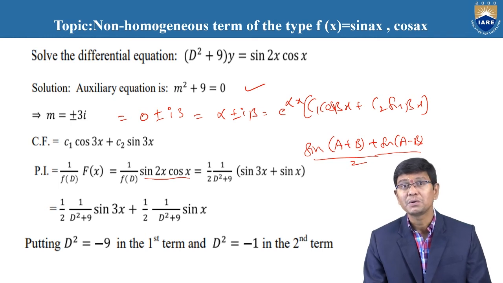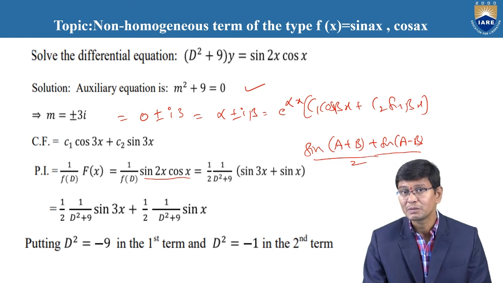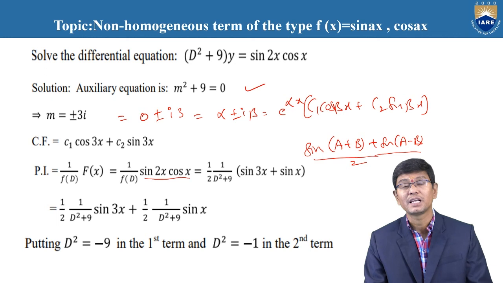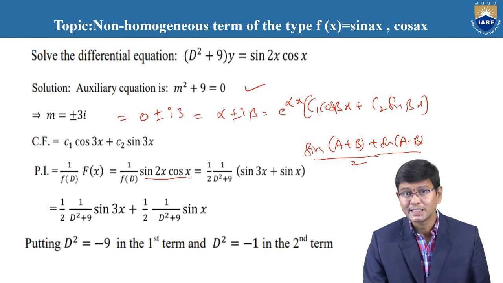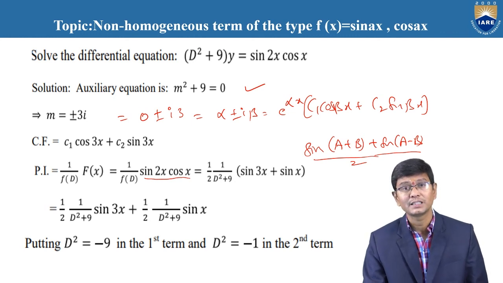Therefore, 1 by 2 into that is dividing individually the two terms: 1 by D square plus 9 into sin 3x, plus 1 by 2 into 1 by D square plus 9 into sin x is the value. Now, in the first part, we need to replace D square with minus a square, that is minus 9, because minus 3 square is equal to minus 9.